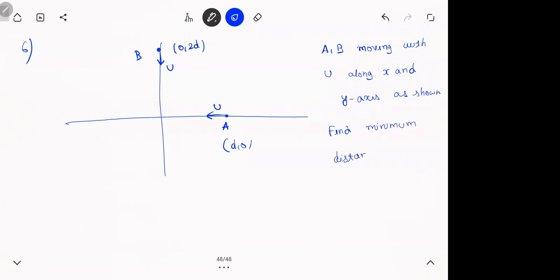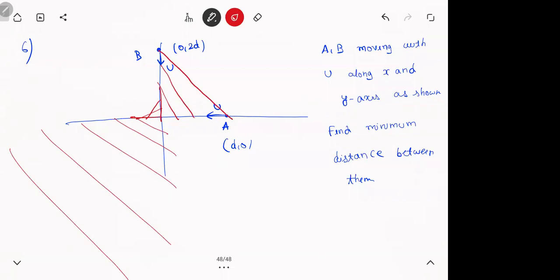These questions are based on least distance. Find the minimum distance between them. What do you mean by minimum distance? See the diagram once. Initially, this is the distance between A and B. Now, when they come close, this is the distance. This, then this, then this, then the distance again increases.